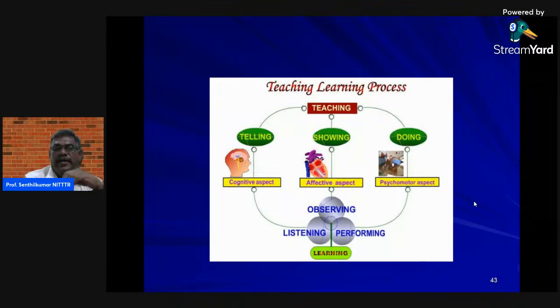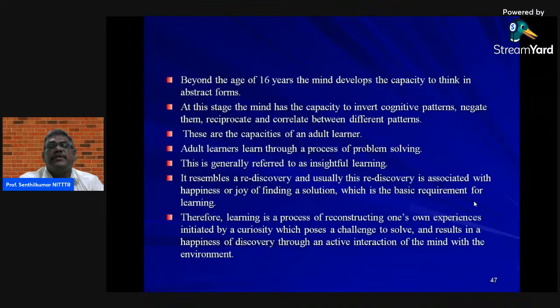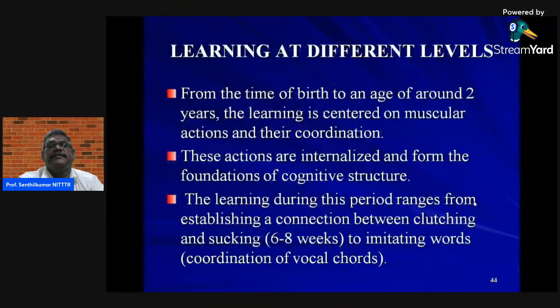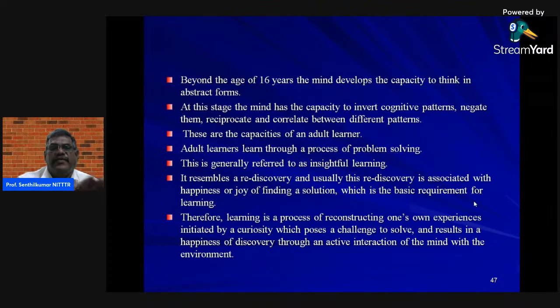There is teaching and learning, learning at different levels. I'm not going into all the things, but learning theory is needed because there are certain things related to the age of the student. A child learns at 2 years and also at 60 years, and 2 to 7 years. And we have to consider the adolescent learner. Beyond the age of 16 years, the mind develops the capacity to think in abstract form. At this stage, the mind has the capacity to invert cognitive patterns and negate them. These are in-depth things; I'm not going in-depth on all of them.